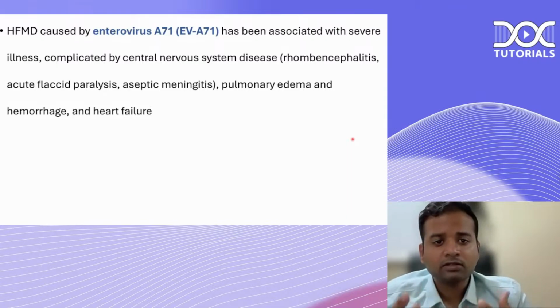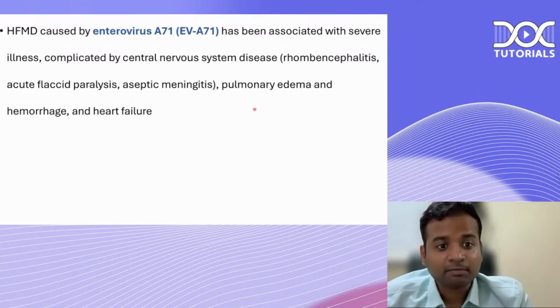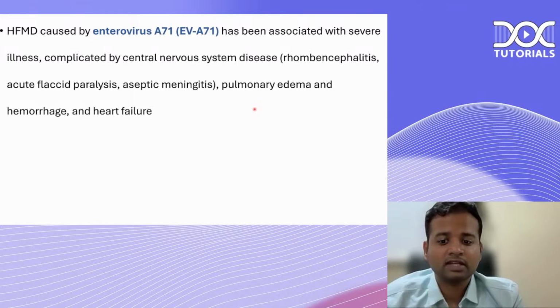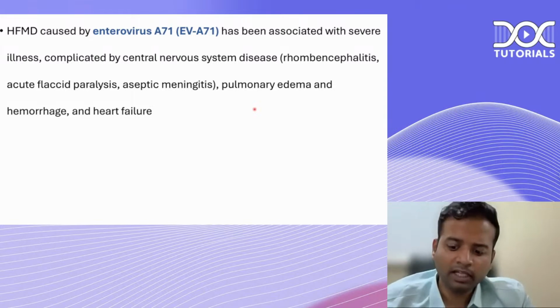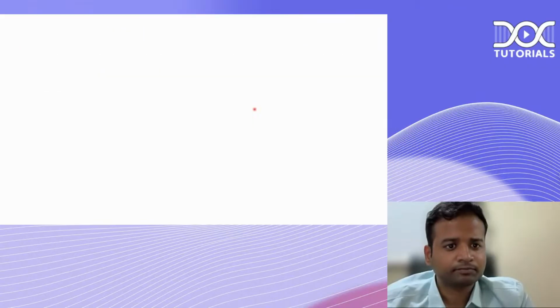And HFMD, as I have told you before, is also caused by another enterovirus called enterovirus A71. And this causes severe illnesses. Enterovirus A71 has been associated with severe illness, which is complicated by central nervous system disease. Like it can cause brainstem encephalitis, acute flaccid paralysis, aseptic meningitis, pulmonary edema, pulmonary hemorrhage and heart failure in certain children infected with this enterovirus A71 serotype. It is a complication by this virus.